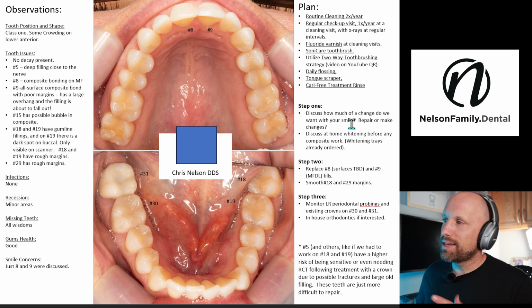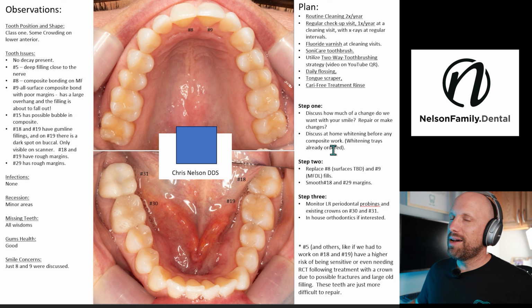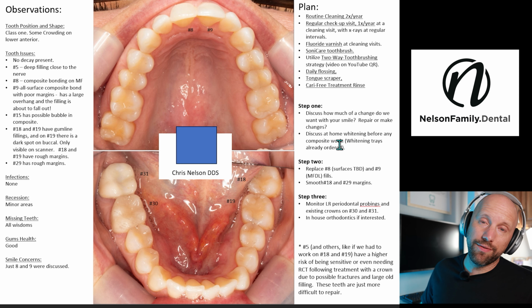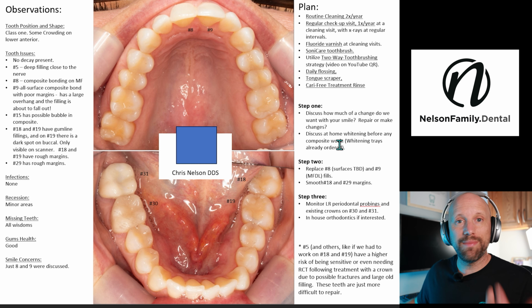So I like to say, discuss how much of a change you want with your smile. Do we want to just do a repair, or do we want to make a big change? I think she's going to say we just want to do a repair. Discuss at-home whitening before any composite work. We've actually already ordered whitening trays based off of our exam. I think she said, go ahead and send them. So we sent our 3D scans to one of our labs to make whitening trays, and I think they're already here in the office.